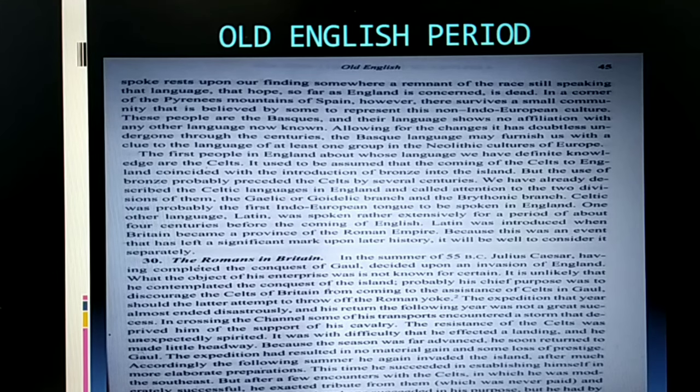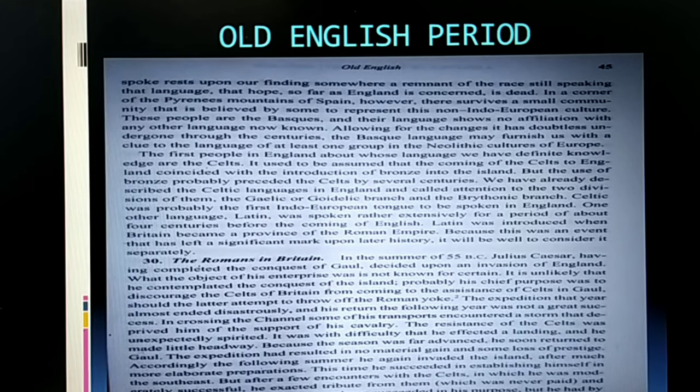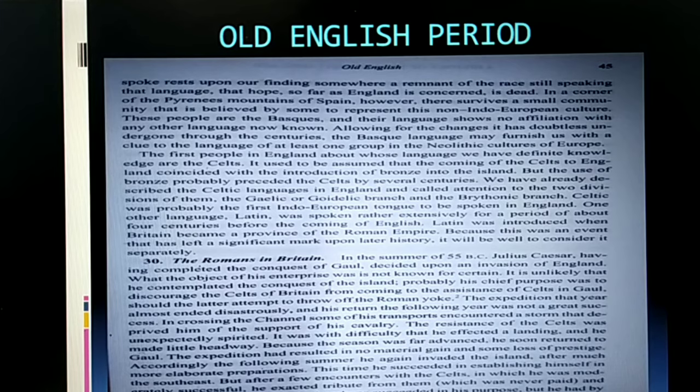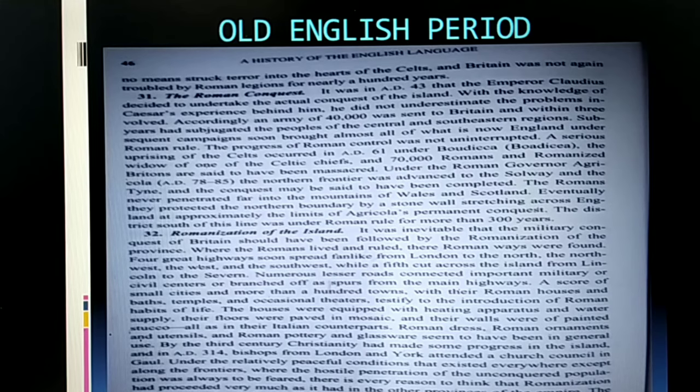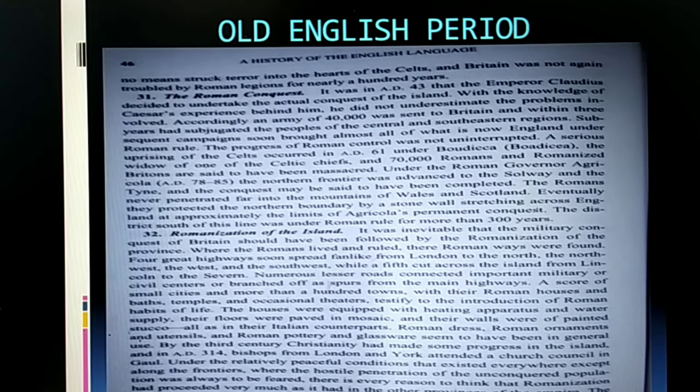Accordingly, the following summer, he again invaded the island after much more elaborate preparation. This time, he succeeded in establishing himself in the southeast, but after a few encounters with the Celts, in which he was moderately successful, he exacted tribute from them, which was never paid, and again returned to Gaul. He had perhaps succeeded in his purpose, but he had by no means struck terror into the hearts of the Celts, and Britain was not again troubled by Roman legions for nearly 100 years.